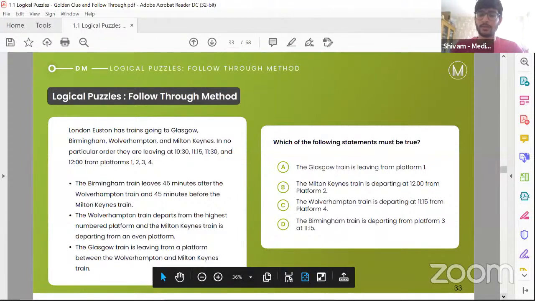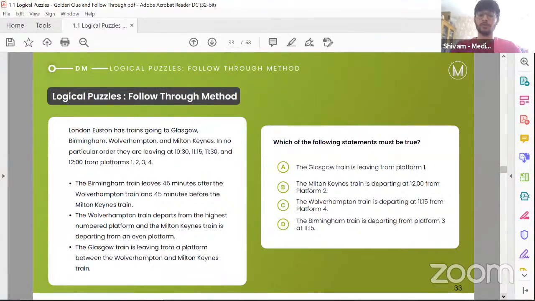Do you just want to summarize in terms of this question the follow-through method, one more time for everyone? Sure. So the golden clue, that's about the highest, the lowest, picking one piece of data and just trying to eliminate information. The follow-through method, that's all about picking the item that's mentioned the most or that we think is the most relevant. And what we do is we follow it in the question.